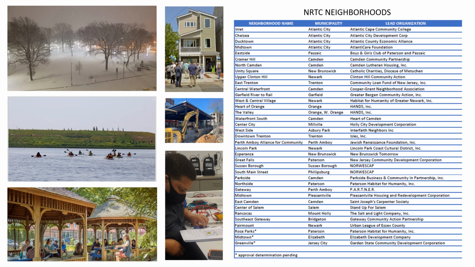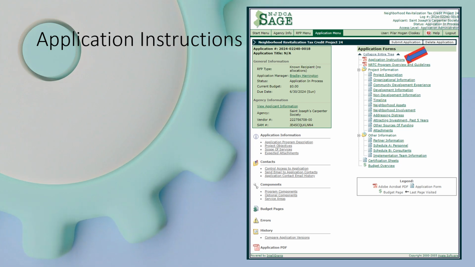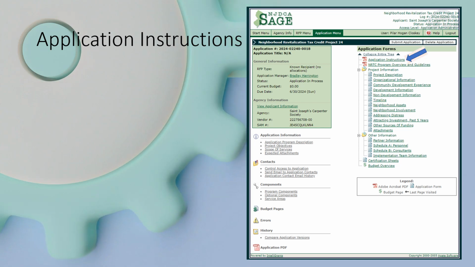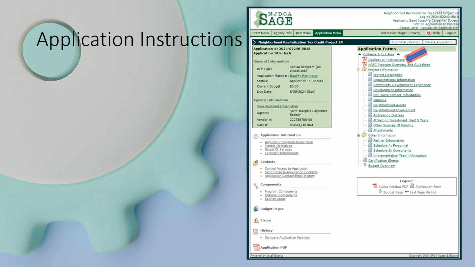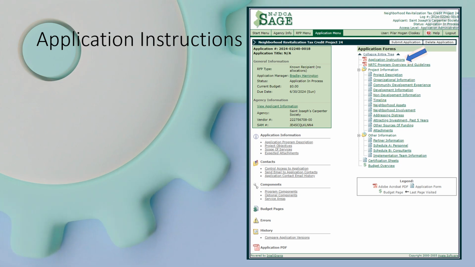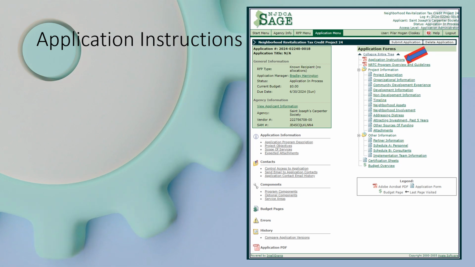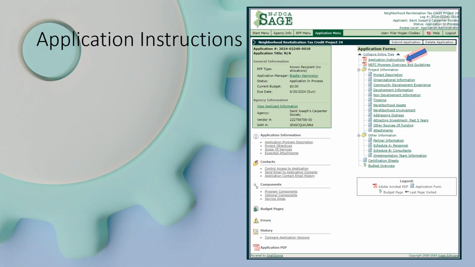Currently, there are 34 NRTC neighborhoods across the state, a few more awaiting approval determinations from DCA, and several neighborhoods just beginning to develop revitalization plans for inclusion in our program. The application instructions found in SAGE provide a wealth of information about the mechanics of SAGE. Applicants are urged to review these instructions and refer to them as needed during the application process.